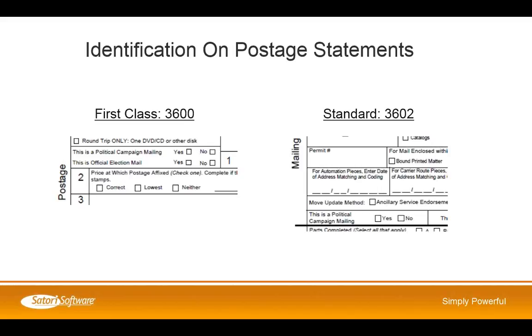And so on the postage statements, there is a spot located where the box will get checked to identify this, because the Postal Service also does track the amount of volume of mail related to campaign mailings and political mailings.